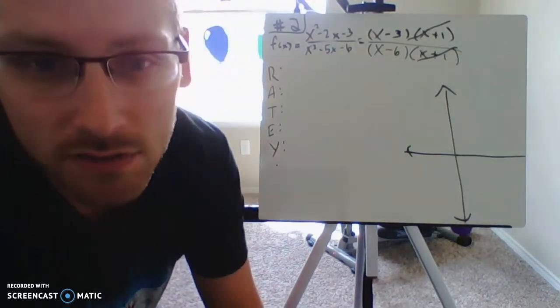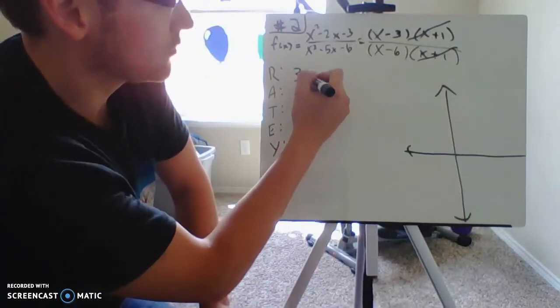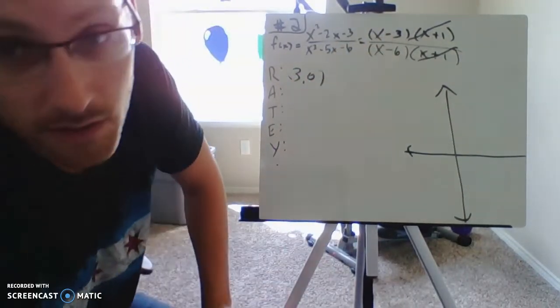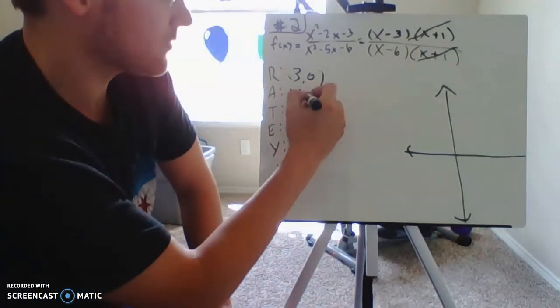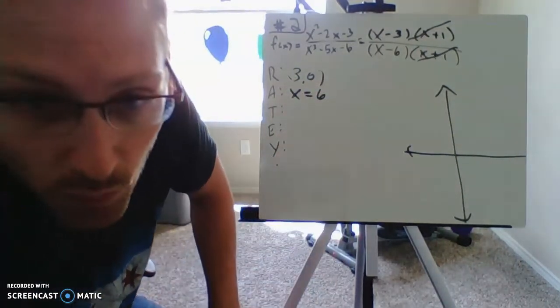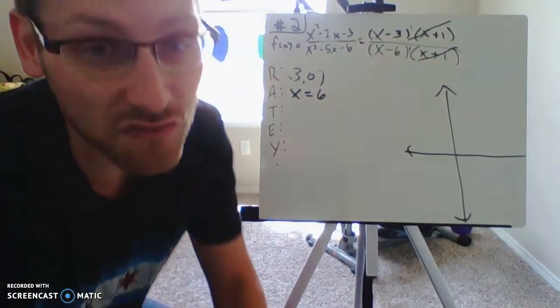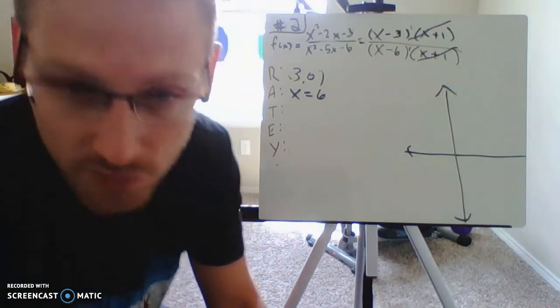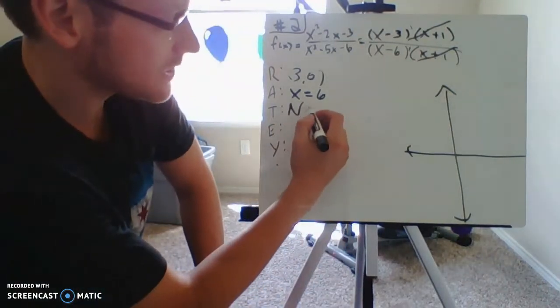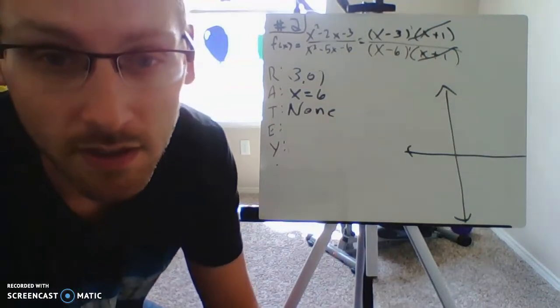All right, now we're going to do R. So we set the top equal to 0. We get a root of 3 comma 0. Then we're going to do our asymptote, set the bottom equal to 0. We get x equals 6. And then we're going to see the multiplicities of each factor. Each factor is only to the 1 power, so that means there's no double answers. So this is none. In most cases, it will be none, but you're just looking for double answers.